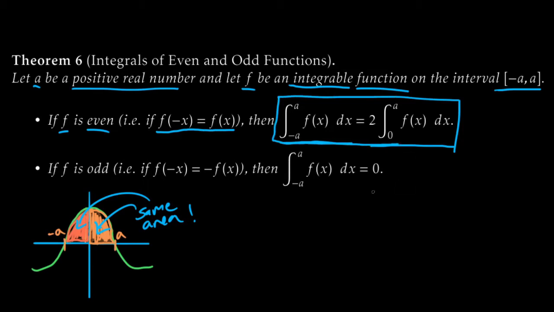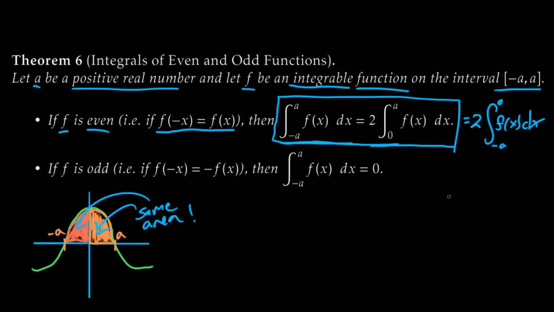So the integral of an even function on an interval that's symmetric about zero can be computed just by doing the integral on half the domain and doubling it. Just as easily, we could also say that this is equal to 2 times the definite integral from minus a to 0 of f of x dx. So there you go. It all works out very well, real easy, cool.